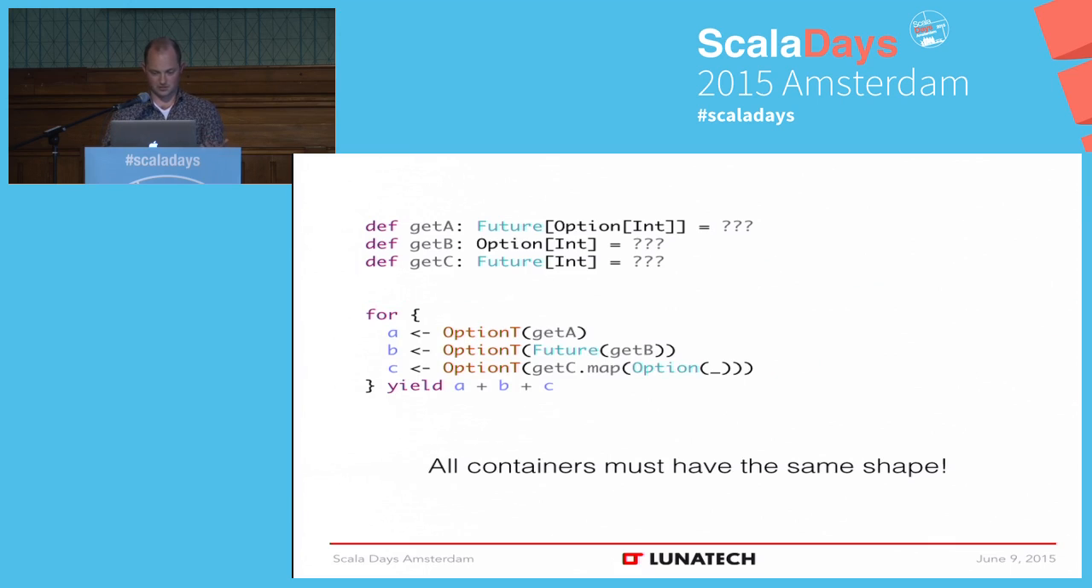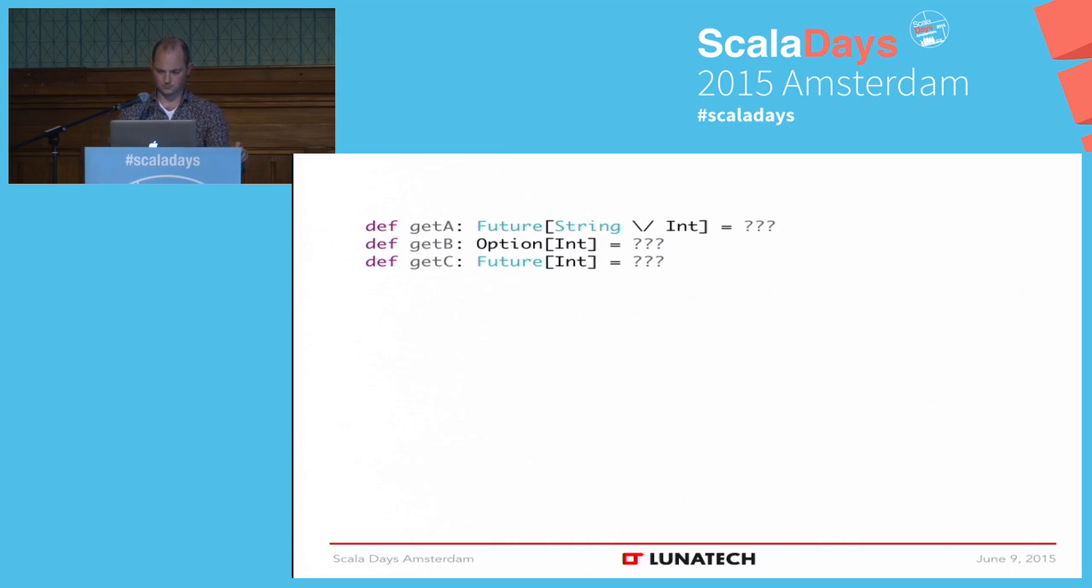So this also doesn't work. We cannot just put an option transformer around this, because most of them are not the right shape. So what do we do? The solution is simple. We basically figure out what's the shape that we want to have, and we convert every value into that same shape. So here we have a future with an either string or int.